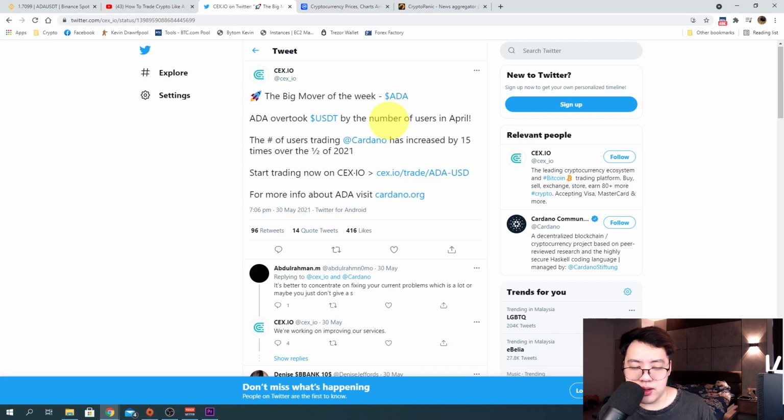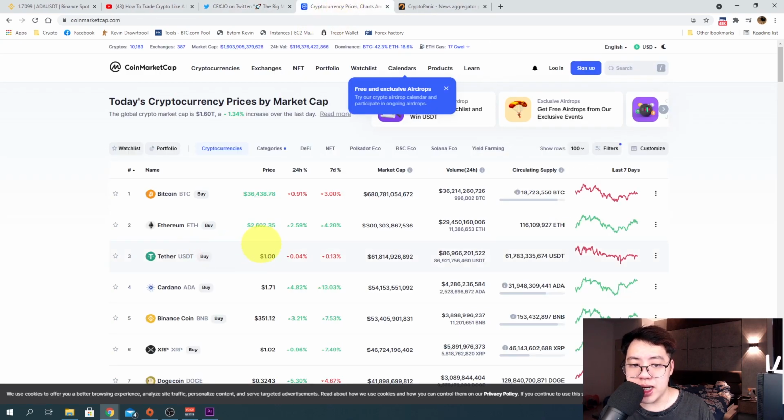We can say that the number of users is increasing, meaning more investors are investing in ADA. You can see the market cap slowly increasing by the day. Right now ADA is still around 54 billion of market cap. I would say this 54 billion is quite undervalued for such a big project, one that could outrun Ethereum in future. Ethereum is now around 300 billion, and this is only 50 billion. So I could say ADA is just the tip of the iceberg.